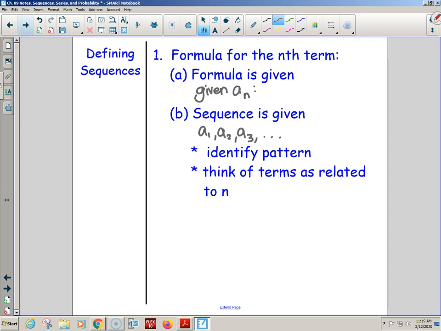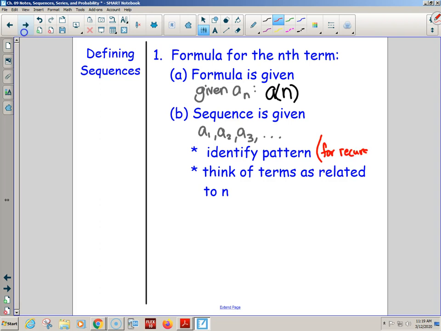Oh, it moved. Okay, so defining sequences. Formula for the nth term. So we have a sub n. We can also think about it as A of n, as I've already written in case it helps. It's a formula that says give me n and I'll give you your number, but it's a little bit hard sometimes to know how to make it. Sequences are given A1, A2, A3. It's helpful for us to identify a pattern.